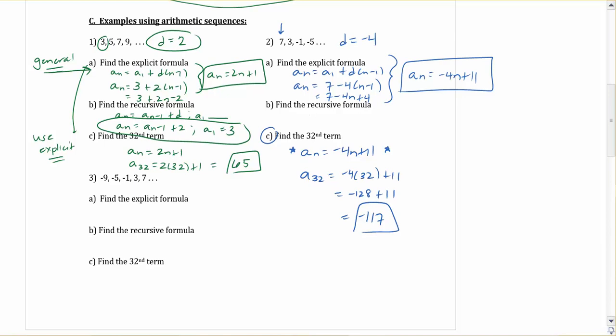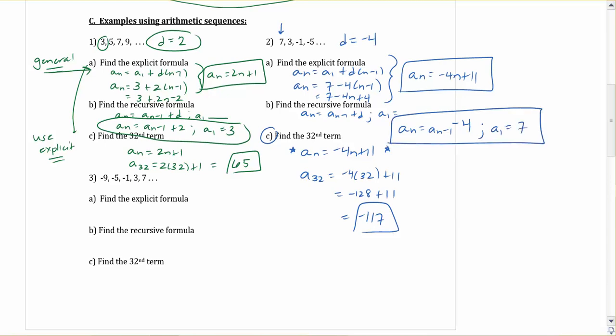The recursive formula is a sub n equals a sub n minus 1 plus d. Put a semicolon. Okay. Then I need to put in my first term. So a sub n equals a sub n minus 1. My common difference again was minus 4. And then my first term was 7. So make sure you kind of box your final answer so I know which one's your actual recursive formula, your explicit formula, and your solution.